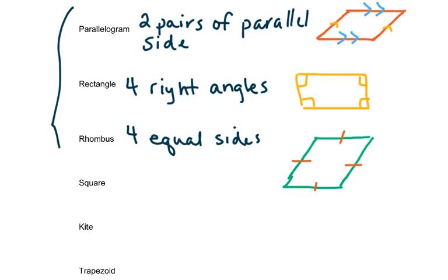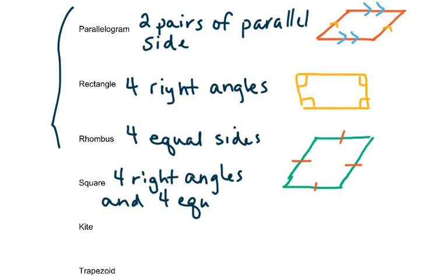Now a square is the combination of a rectangle and a rhombus, so it has to have four right angles and four equal sides. Four right angles and four equal sides. So a square, you all know what a square looks like. So we have four right angles and we have four equal sides, so we're going to put those markings on, and that's what a square looks like.